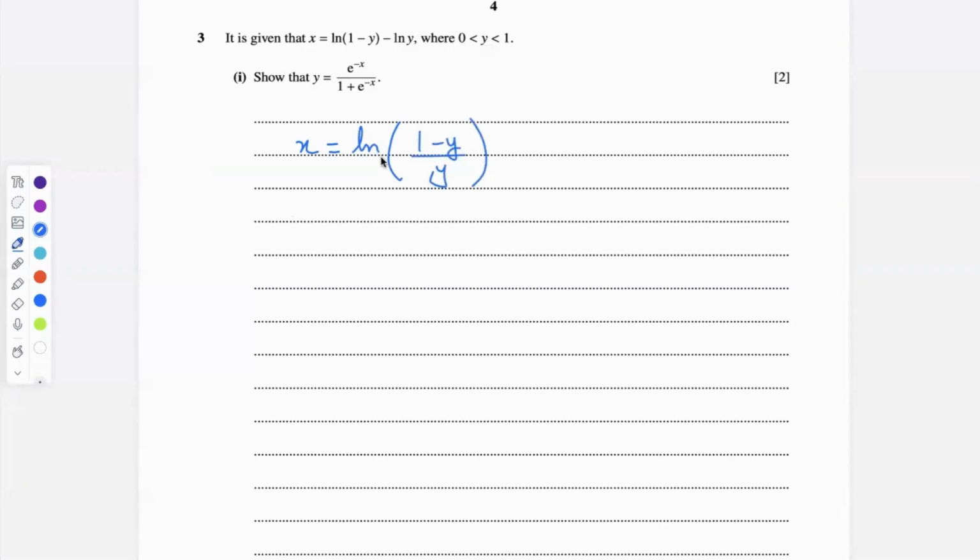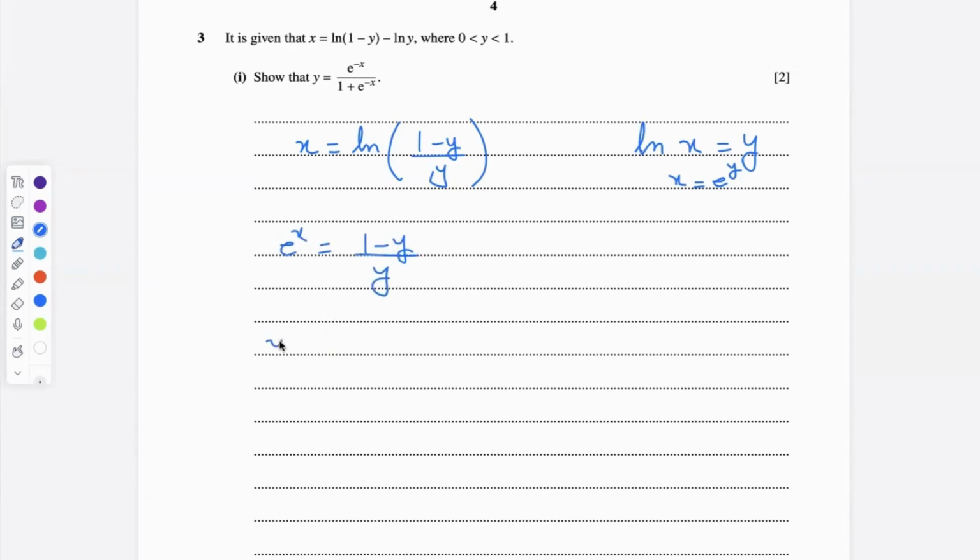Now, as this is an ln function, we can simplify it. Just for revision, we know that if ln of x is equal to y, we can write it as x is equal to e to the power y. So in this case, we can write this as e to the power x is equal to 1 minus y upon y. Now we have to make y the subject.